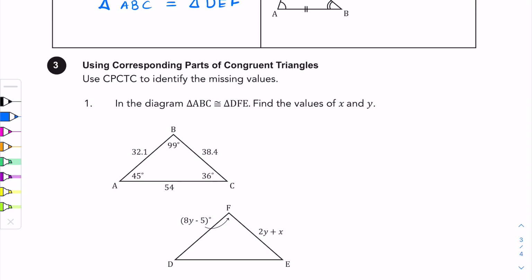So I'm going to notice that right away, angle B and angle F are congruent based on the statement, so B and F. Also, we know that the angle measure of angle B is 99, whereas F is 8y minus 5. So we can easily use algebra and the fact that these 2 angles are equal in order to solve for y.